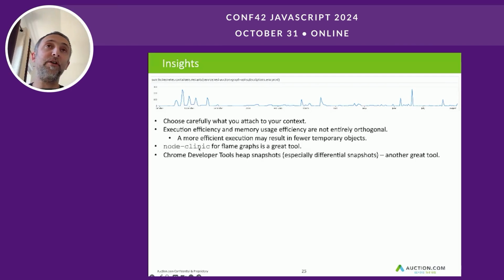Node clinic, I mentioned earlier, it's great for improving execution efficiency. And as a result of the previous statement, maybe memory consumption efficiency, but definitely execution efficiency. It does a great job showing you, okay, there's a huge plateau here. You keep calling this function. Why? To stop calling it or make it more efficient. It really points squarely at the culprit. And then heap snapshots came in very handy, especially the differential ones, because they pointed squarely at the thing that you could remove. We don't need this. Goodbye. It's a great tool for that.